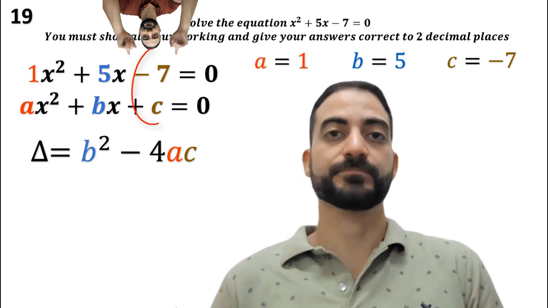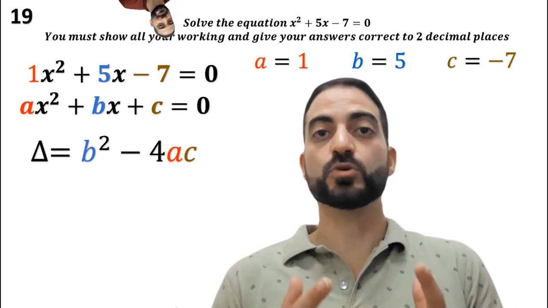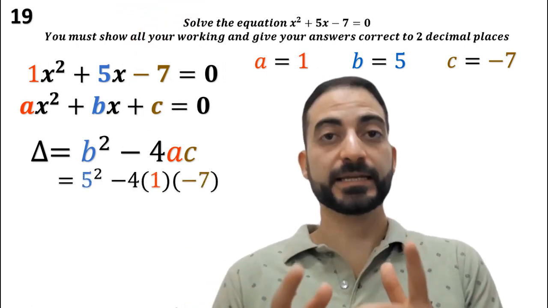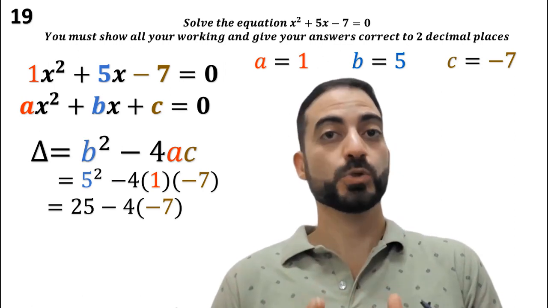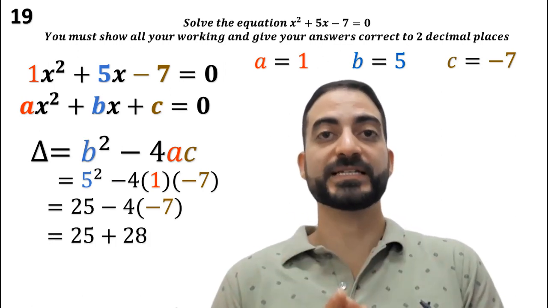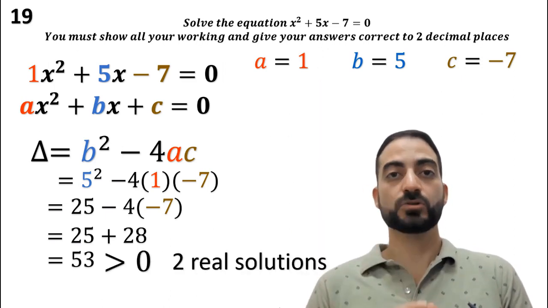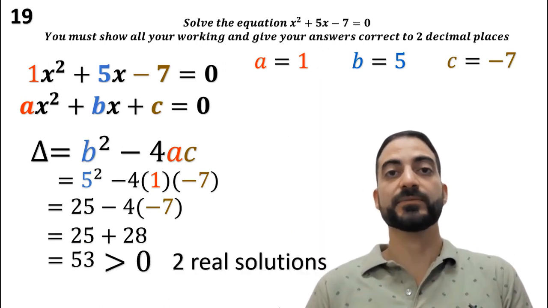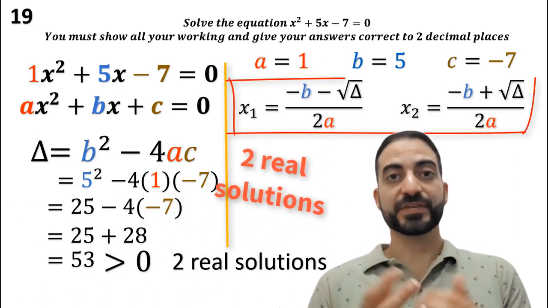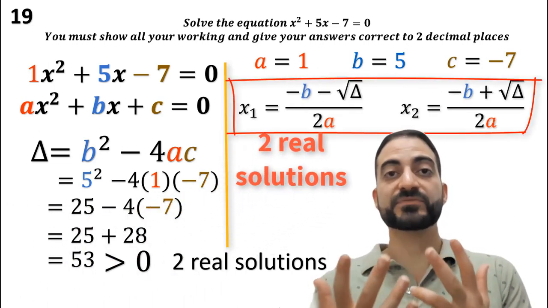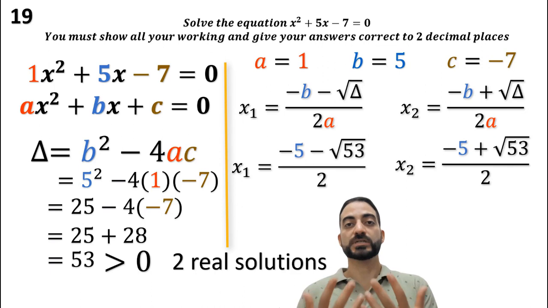It is like this. Now we put the values of A, B, and C into the discriminant. So we get a positive answer. This means that we have 2 real solutions. In this way, now we put everything at its value and get the solutions.